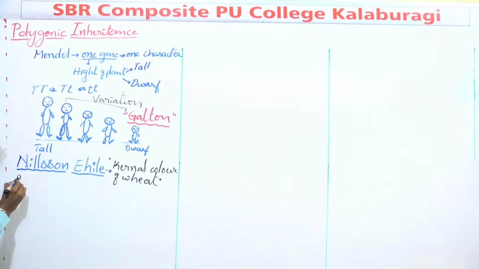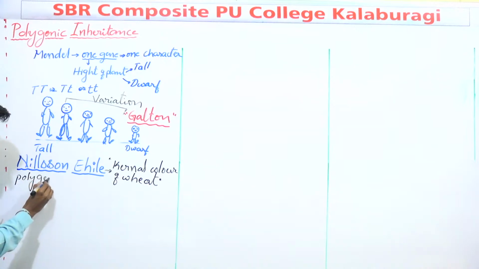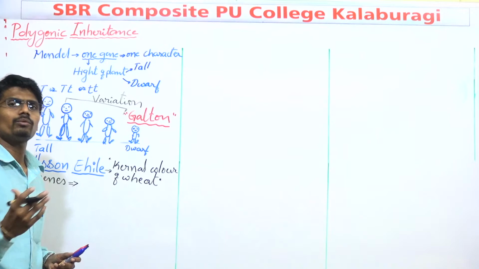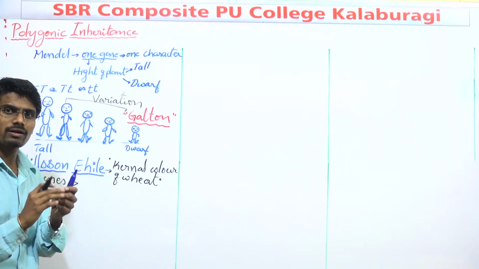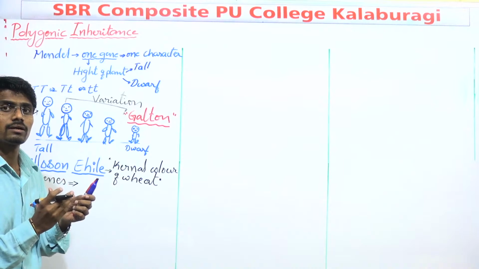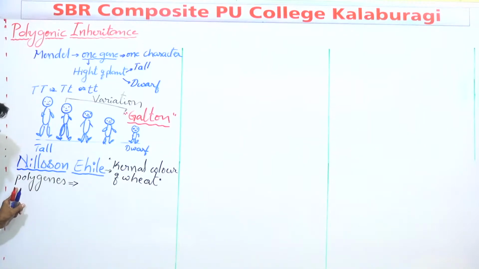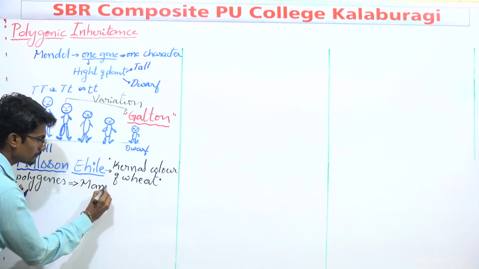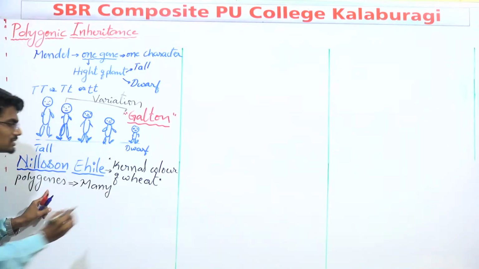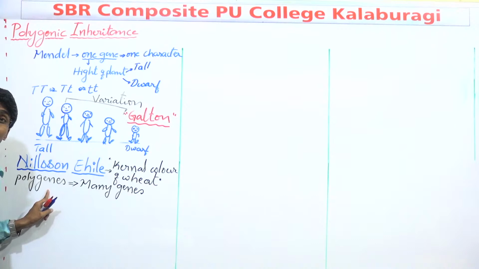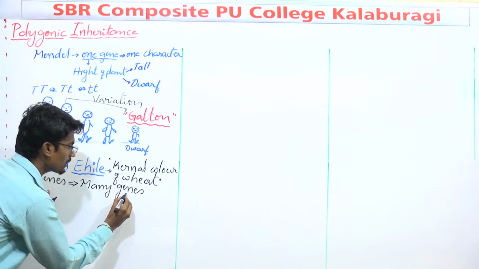What do you mean by polygenes? The word itself indicates it. Dear students, in biology, searching for the answer is not difficult, because the word itself says the meaning. For example, we can take polygenes. We know that poly means many. Genic means genes. That means many genes are responsible for how many characters?